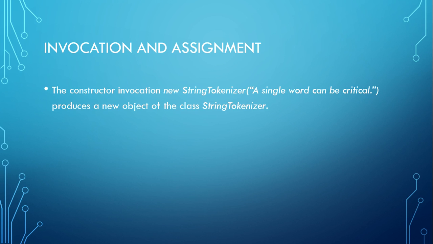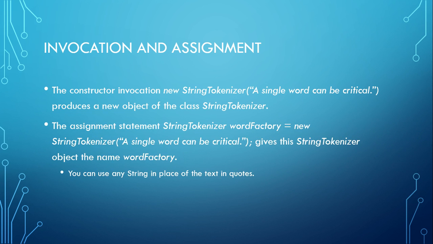Now, the constructor invocation new StringTokenizer("A single word can be critical") produces a new object of the class StringTokenizer. The assignment statement StringTokenizer wordFactory equals new StringTokenizer("A single word can be critical") gives the StringTokenizer object the object name of wordFactory. Now, you can use any string that you want really in place of the text in quotes because it just is a string. So if your string was named name, you could put name in there, or you could put the text that name holds into there. So it's just like everything else that we kind of know with strings.